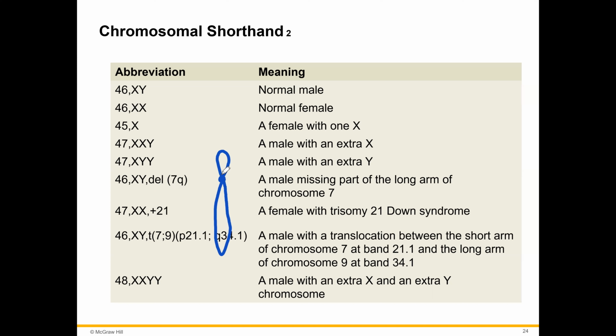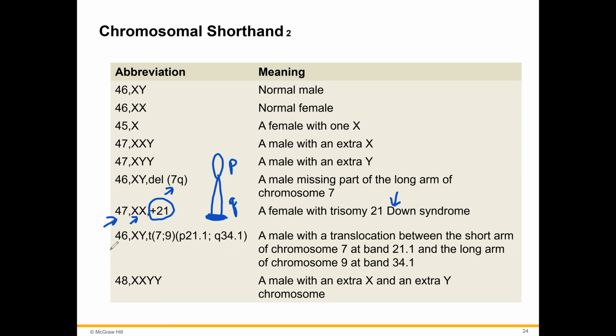So we have a deletion. Let me draw so it doesn't disappear. Here's chromosome 7, short arm and long arm. P is short, Q is long, and part of the chromosome is missing. So it's a deletion on chromosome 7, in the long arm. Now let's look at this. One extra chromosome, 47. It's a female and has an extra chromosome 21. So that's our Down syndrome, trisomy 21.